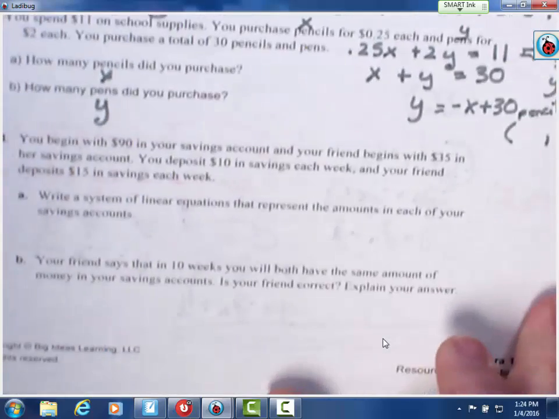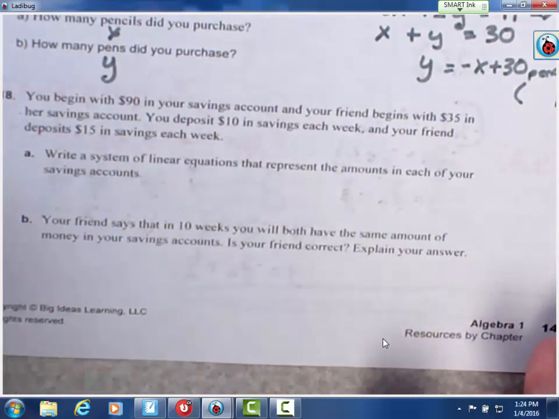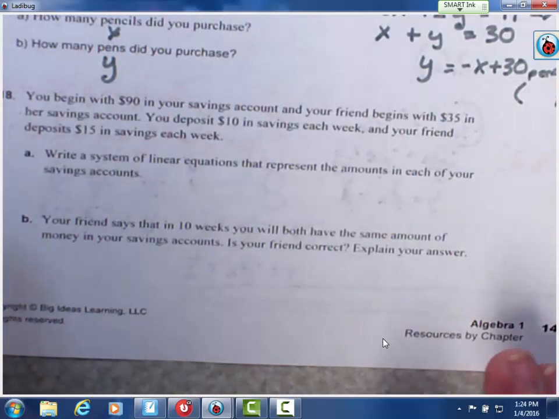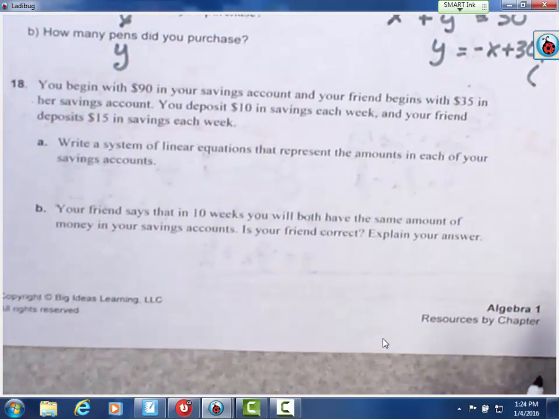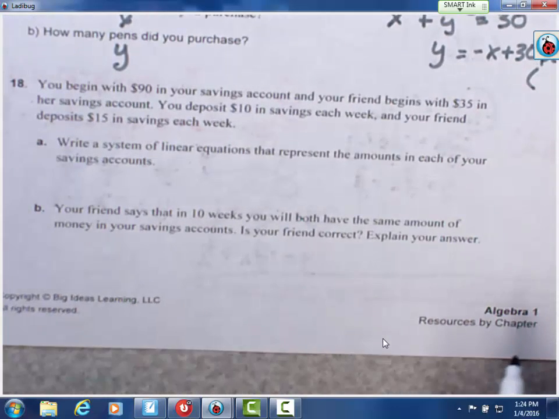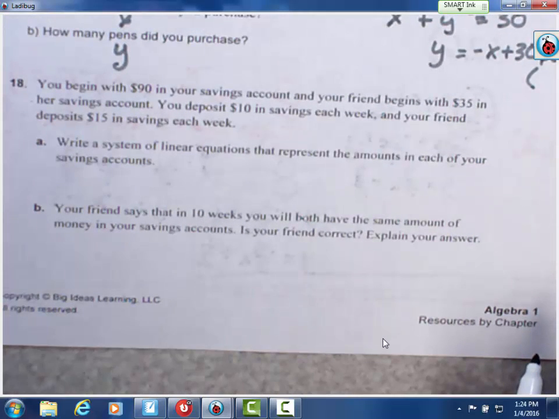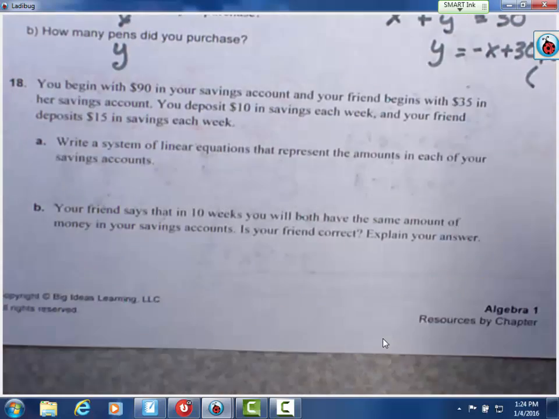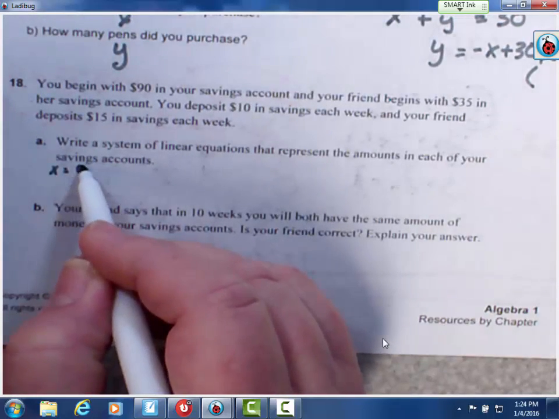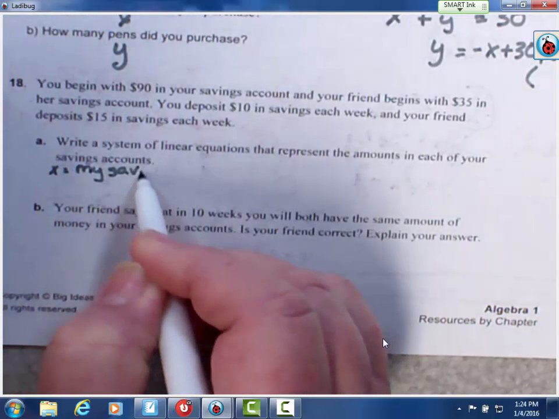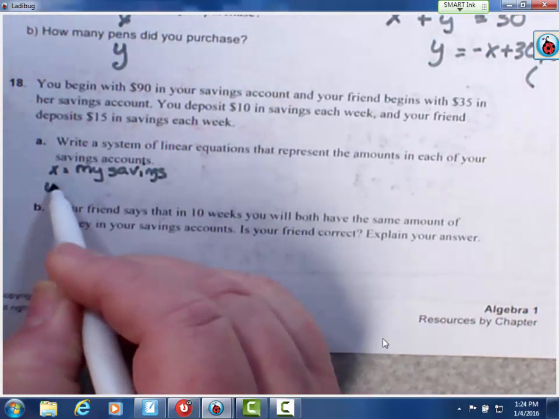All right, you begin with $90 in your savings account and your friend begins with $35 in her savings account. You deposit $10 in savings each week and your friend deposits $15 in savings each week. Write a system of linear equations that represent the amounts in each of your savings accounts. Okay, so we don't have to change it over to X and Y again. Let's just start with that. X will be me, or my savings account, and Y will represent my friend.